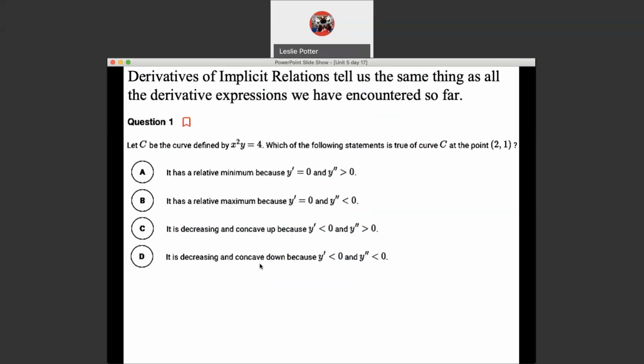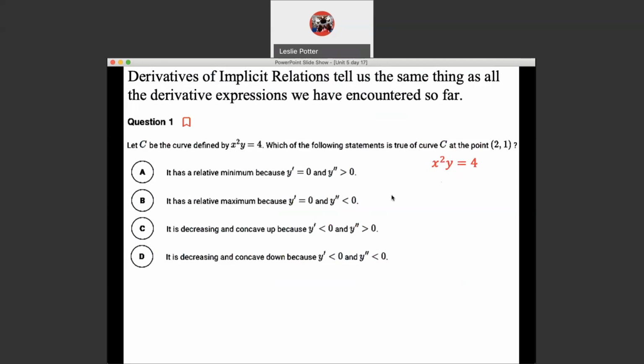You know that we need to find the first and the second derivative and know what those values are. So let's differentiate this. So we have x squared times y equals 4. So we have a product rule we need to use here. Think of the x squared as u and the y as v, right? So we need u prime v plus uv prime.